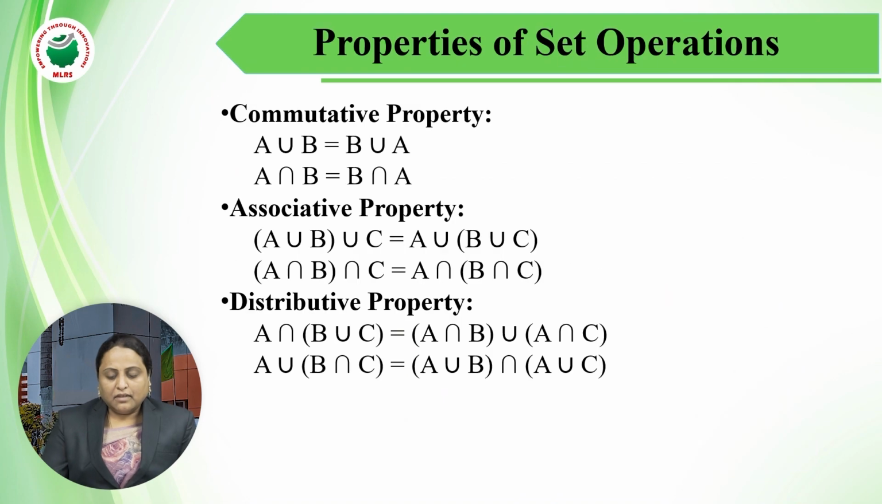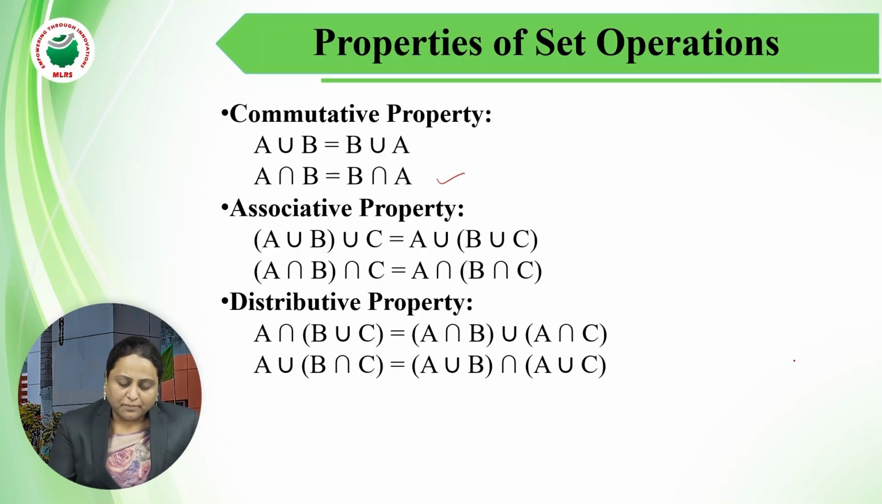And next one is properties of set operations. Whenever you are performing some operations on sets, what are the properties that you can apply on them? The first property is the commutative property. Whenever you are representing A union B, it is equivalent to B union A also. Similarly, A intersection B equals B intersection A.